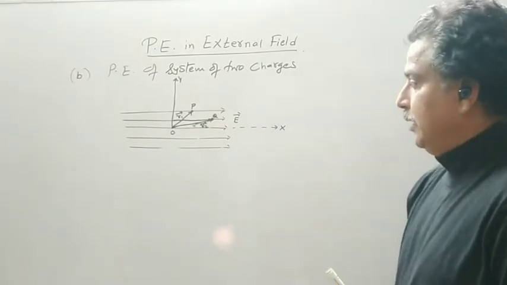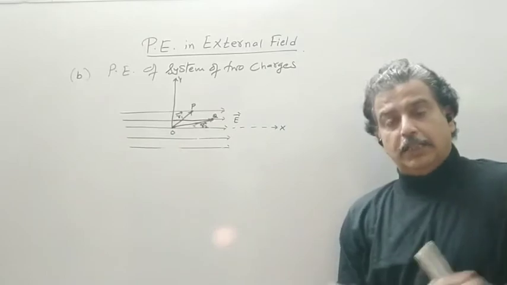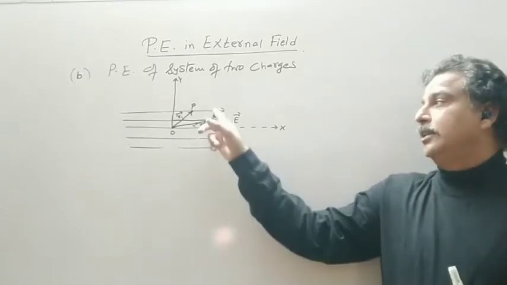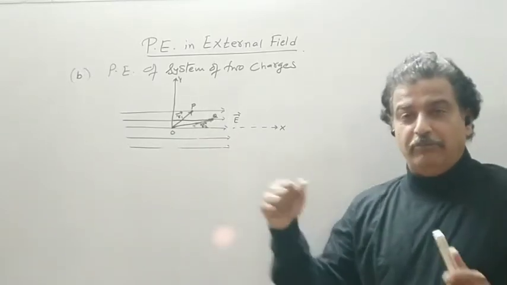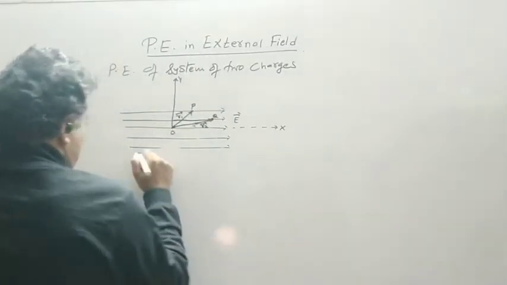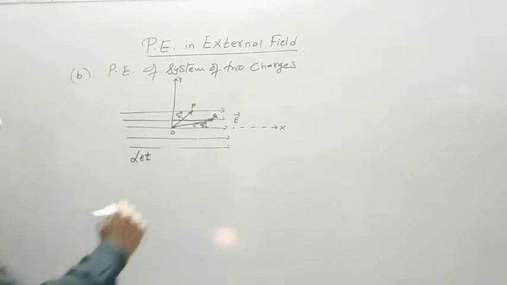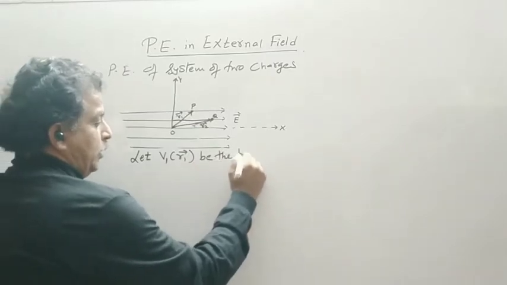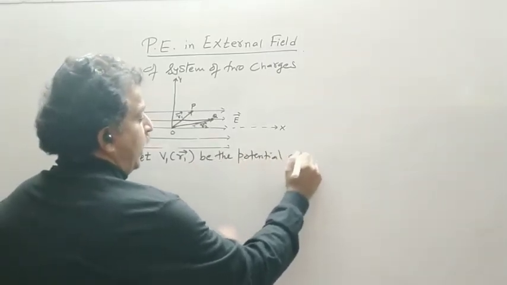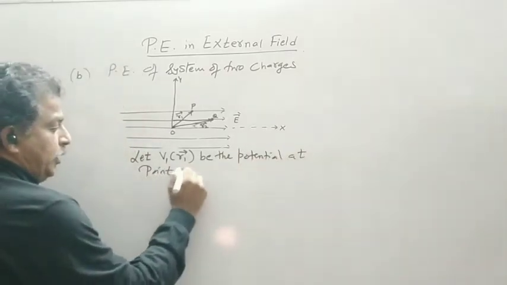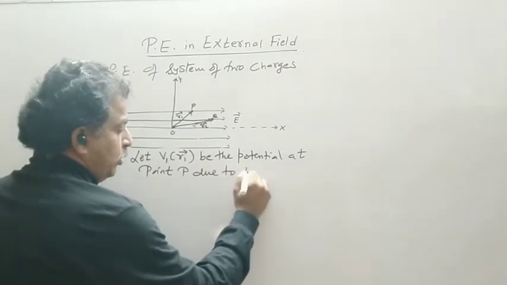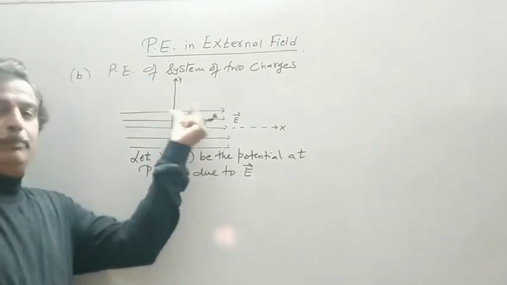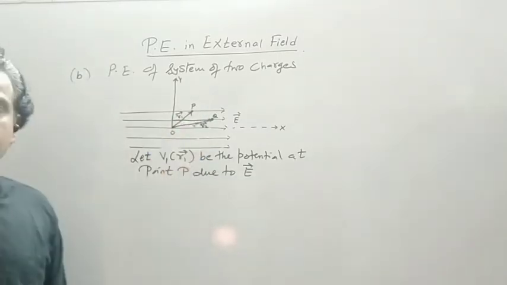Now I have to place Q1 charge. I have to create a configuration where Q1 should be placed at point P and Q2 should be placed at point Q. So when I bring the first charge, let V1(R1) be the potential at point P due to external field E vector. मतलब एक कूलम को पॉइंट P पे लाने का खर्चा V1(R1) है.